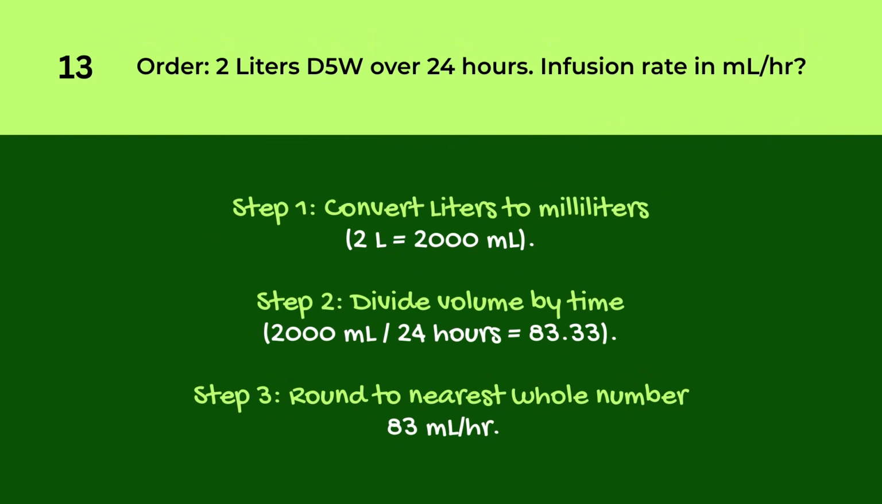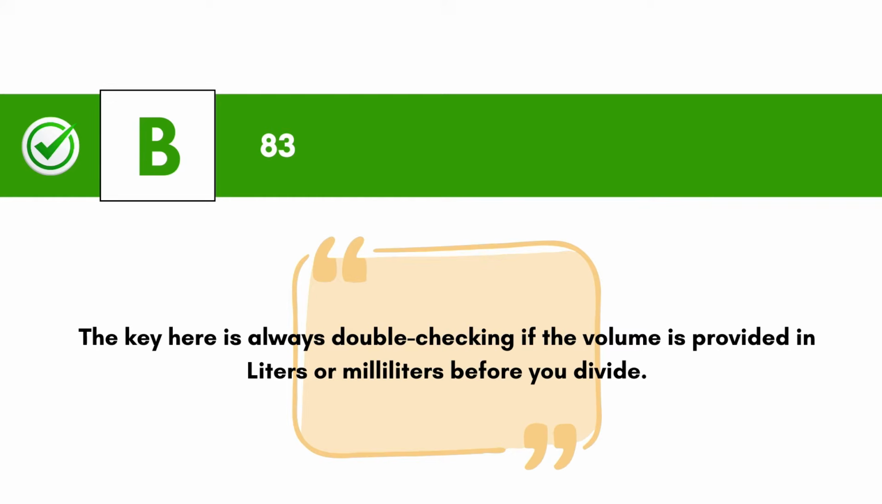Lock in your answer. Spot on. Option B is correct, 83 milliliters per hour. The key here is always double-checking if the volume is provided in liters or milliliters before you divide.